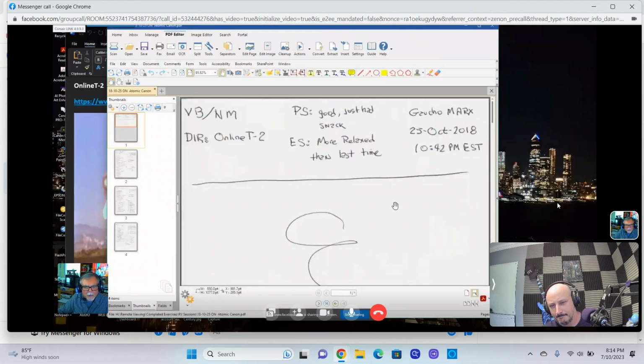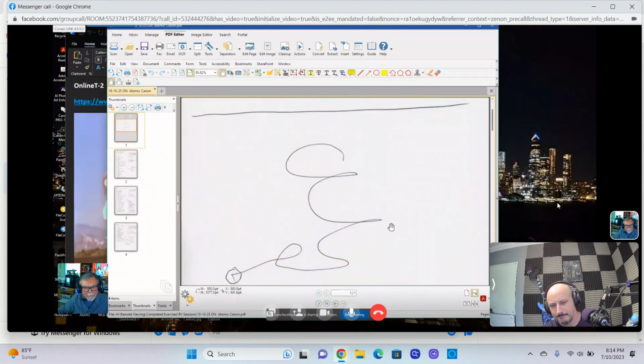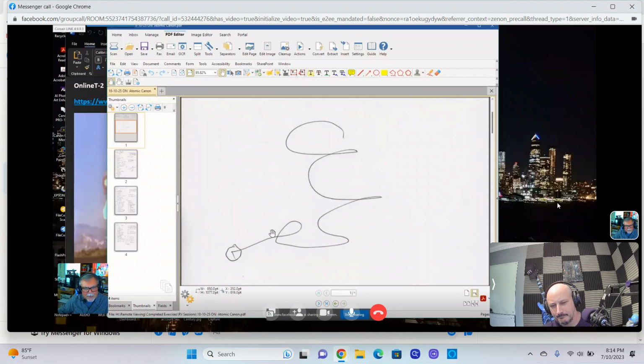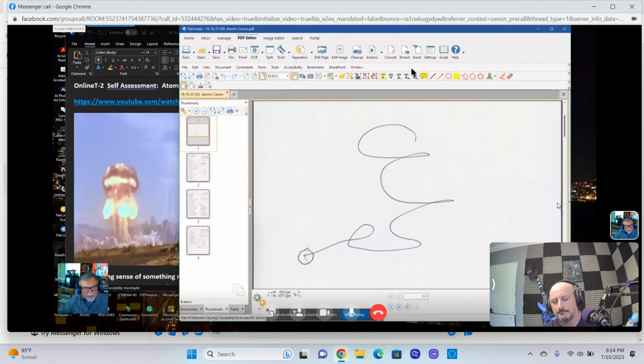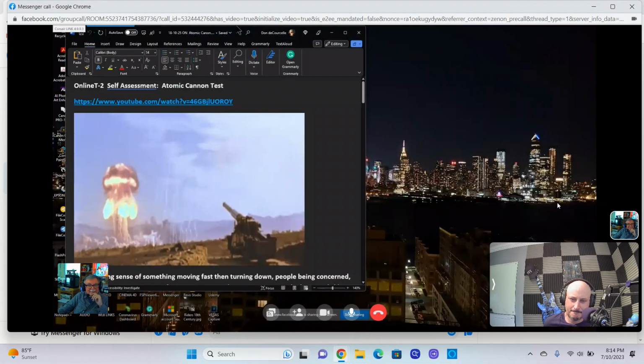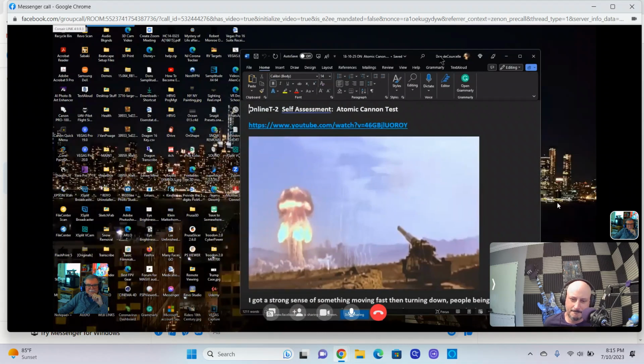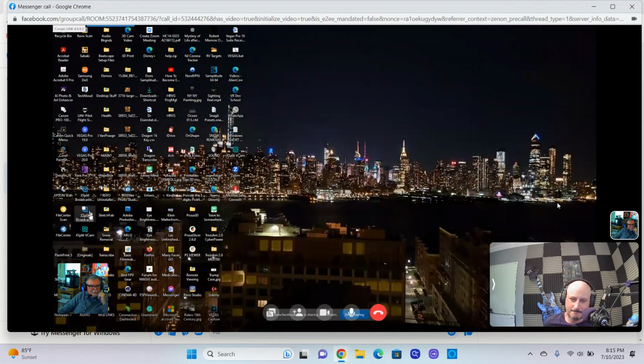I had this thing going on. It looks like something and something going up and up and up, all right? Not exactly a perfect representation and certainly not artistic, but there's communication going on here.